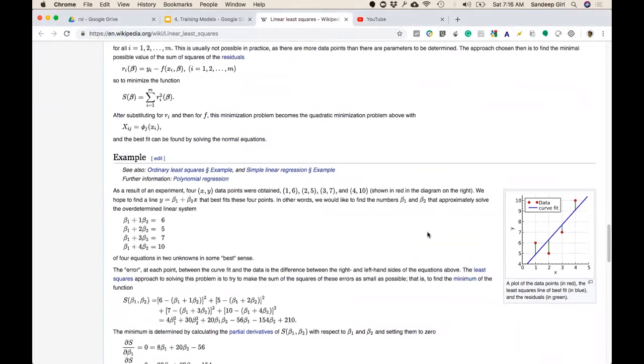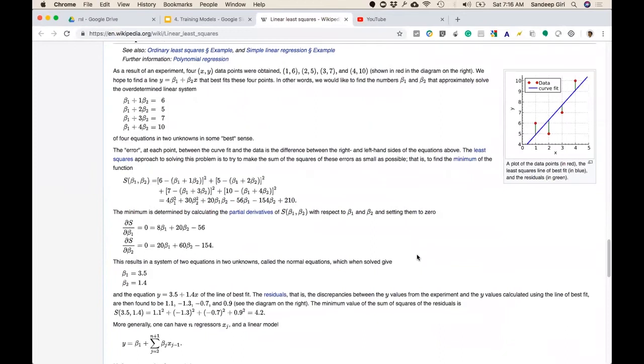A question from Bo is: how is the matrix optimization part related to partial derivative minimization? Very good question. Thank you, Bo, for this. Now, if you see here, these are consecutive equations, correct? When you want to solve these, how do you generally solve such equations? 8 beta 1 plus 20 beta 2 minus 256 equals 0. 20 beta 1 plus 60 beta 2 minus 154 equals 0.